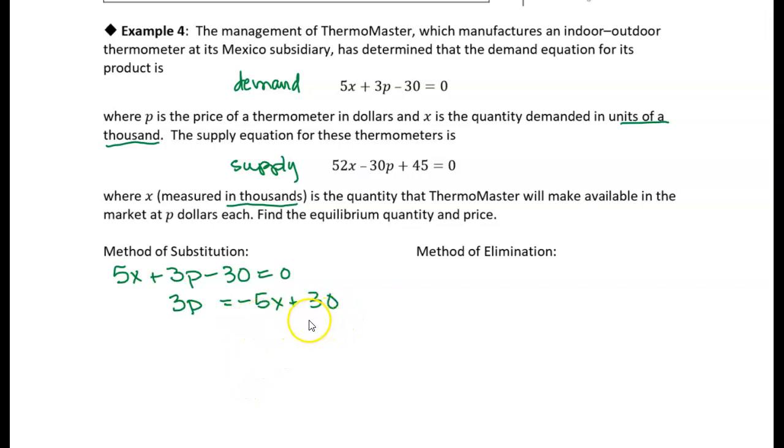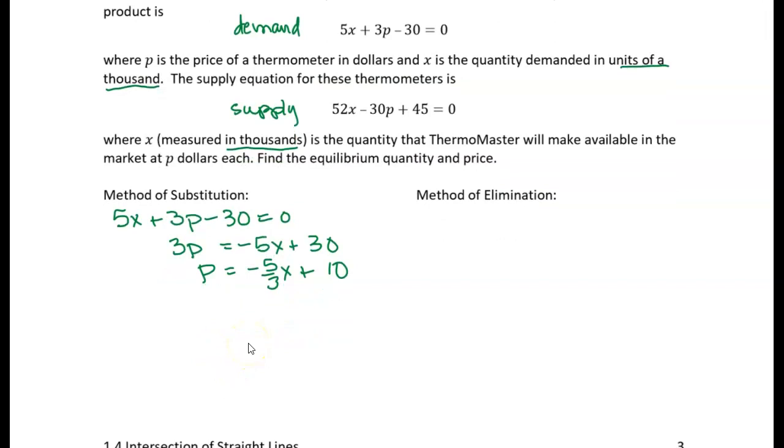Okay, so I've just subtracted 5x and added 30. And now I can just divide both sides by 3. So I get minus 5 thirds x plus 10. Okay, so now I have an equation for P. And what I can do is then substitute that in for P in the second equation. Okay, so you see I have P there. And instead of writing P, what I can write is this expression for P in terms of X.